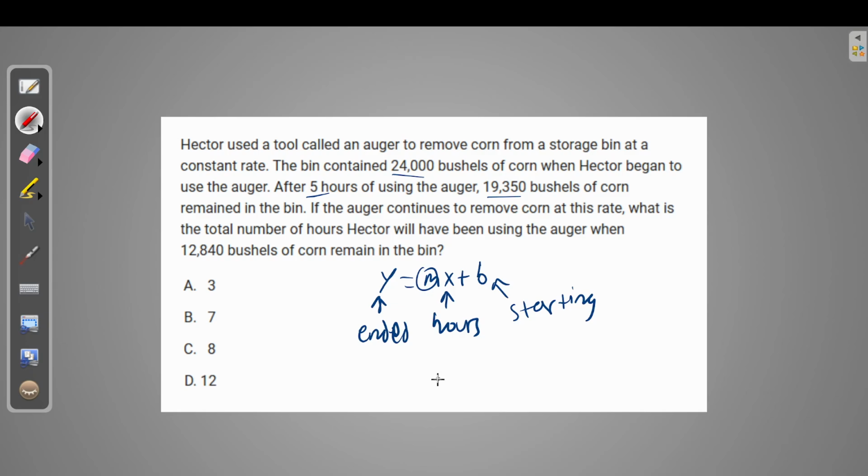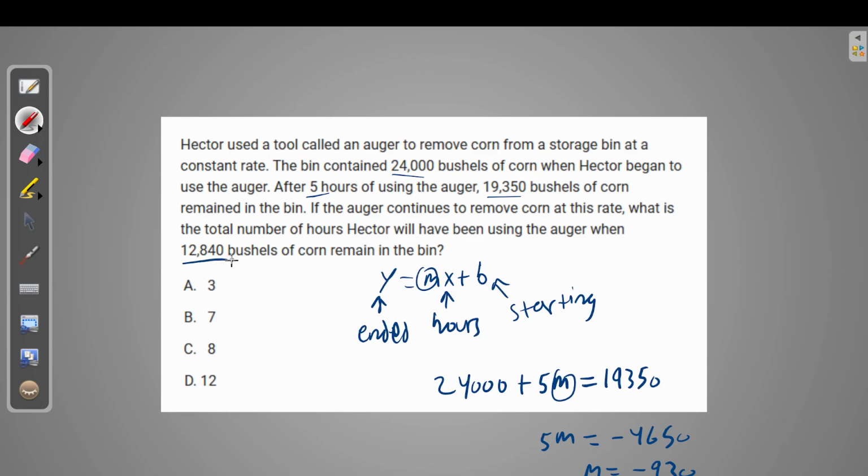And so if you were to put all of it together, it would be 24,000 plus 5m, which is the slope, is equal to 19,350. And then all you have to do is find m here. So if you were to subtract 24,000 from both sides, if I use my calculator here, 19,350 minus 24,000, you would get negative 4650, and then that would make m equal to negative 930.